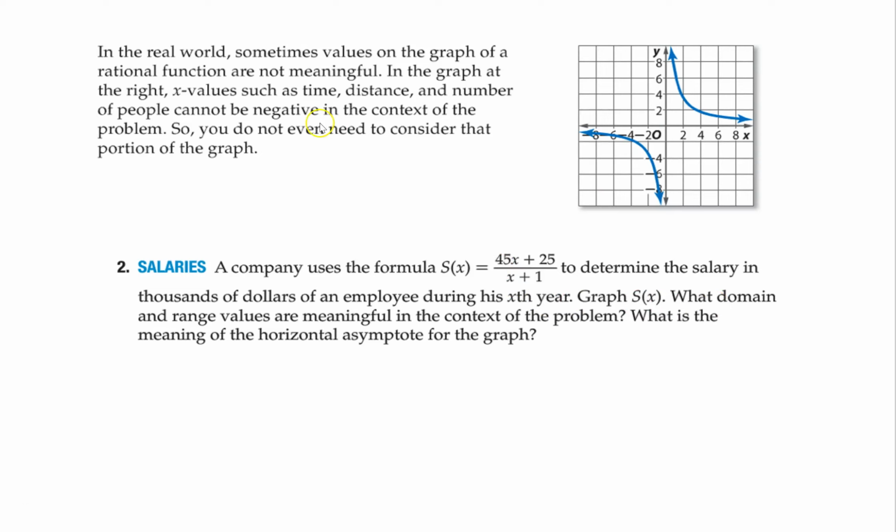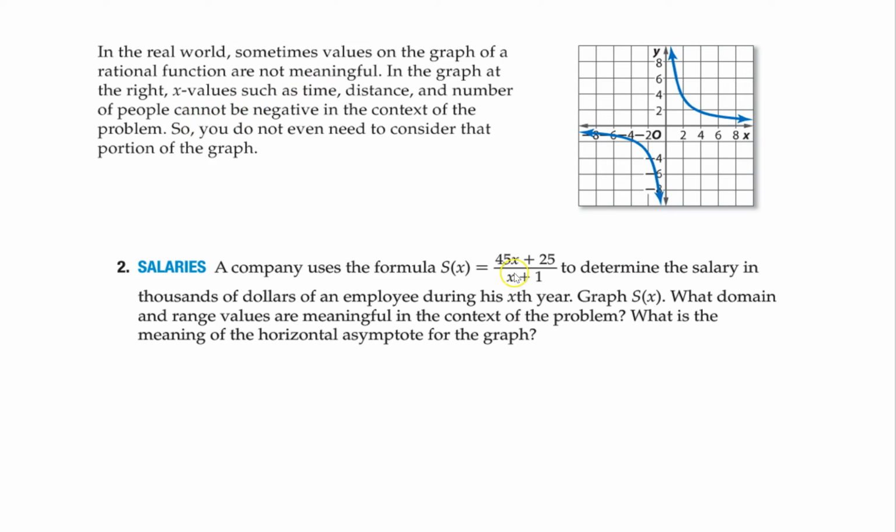Now let's look at this application problem. This stuff comes up in real life. As always, keep in mind when they ask you what part of it do you use, what domain values work? Real life problem, positive values. We're not going to use negative values. We're not going to have negative sales or negative something. So there's a problem here.